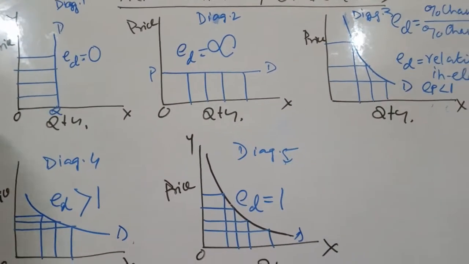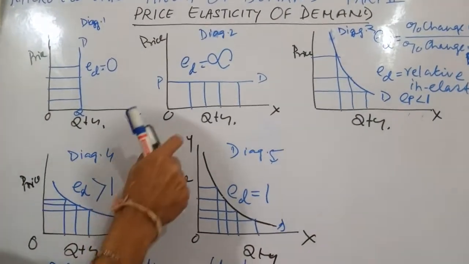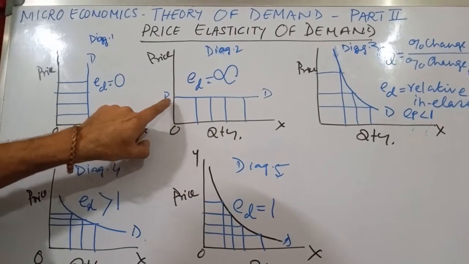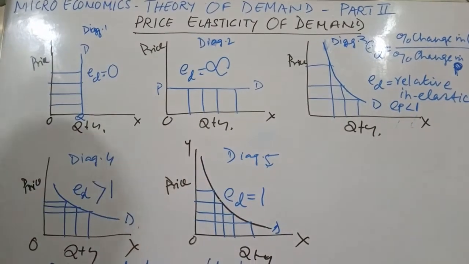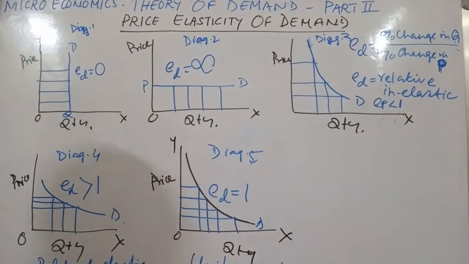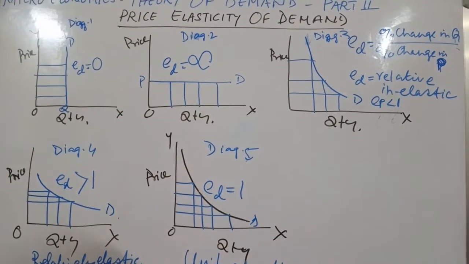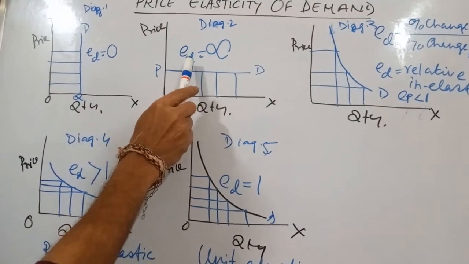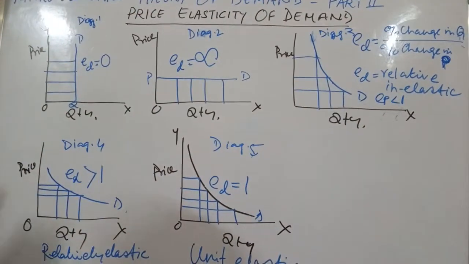In diagram 2, different quantities are being purchased at the same price, that means there is no change in price, only quantity demanded is changing. Since there is no change in price, in the formula, the percentage change in P will be 0. So when the denominator of a fraction becomes 0, the whole fraction becomes infinity. So here price elasticity is infinity because it is something by 0. Here it was 0 by something.